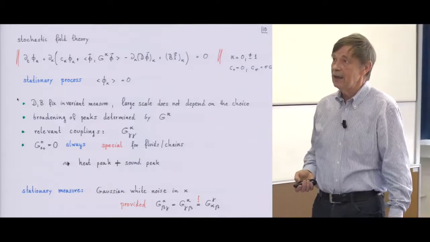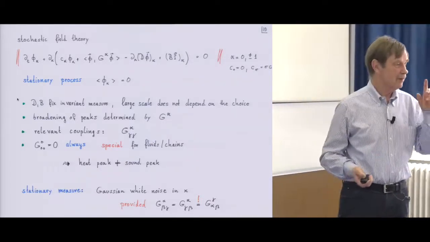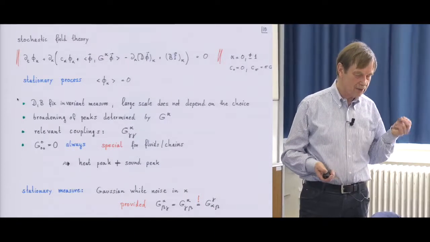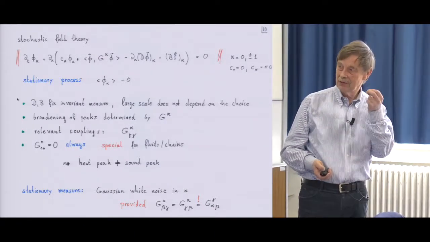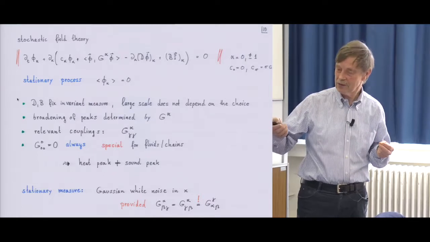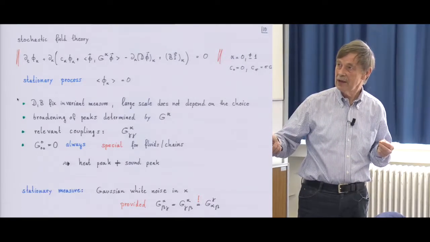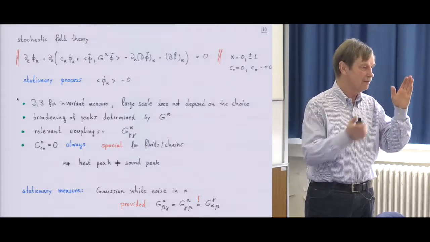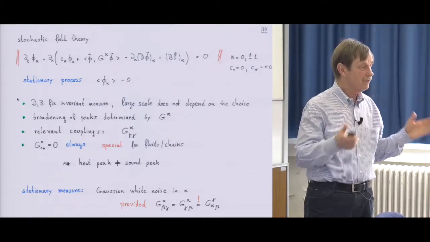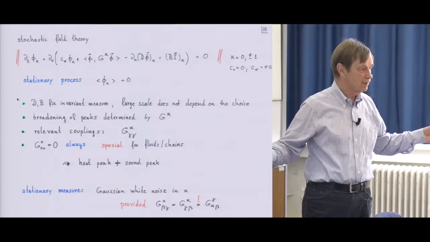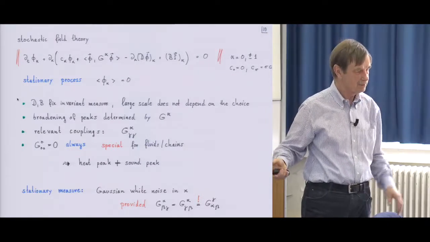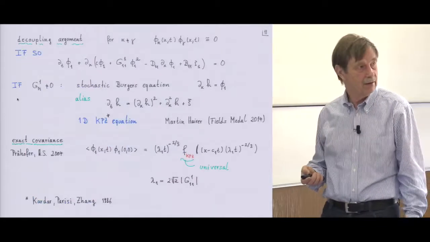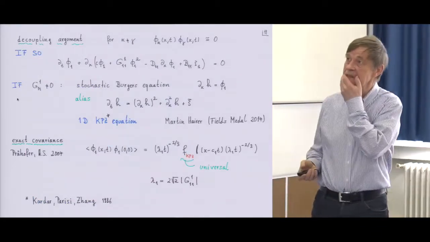Anyway, this tells you something very important. Because the self-coefficient of the heat mode is zero, and all the other coefficients are generically non-zero, you must expect that the broadening of the heat peak, which is the central one, is actually different from the two sound peaks, because that self-coupling is zero. All right. Now let's see a little bit on the next thing.